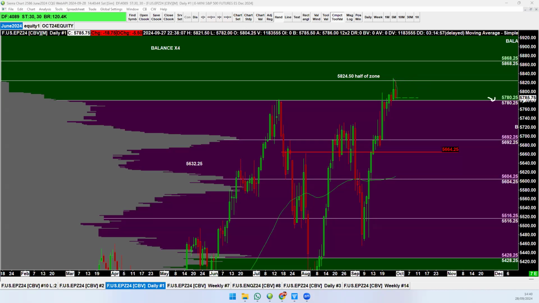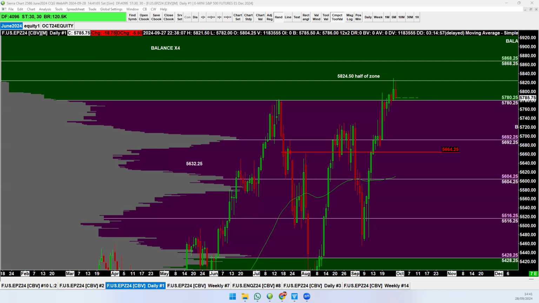Now, the low is 57.82. We haven't taken out 57.80 and a quarter as yet. So that's your first level in the overnight trade. We closed at 85 and three quarters. Let's see if we stay over 57.80 and a quarter.